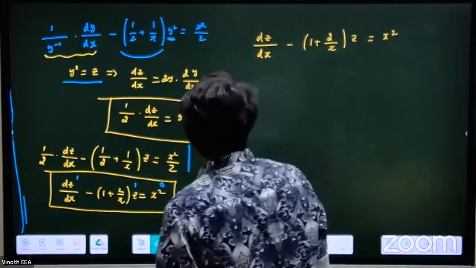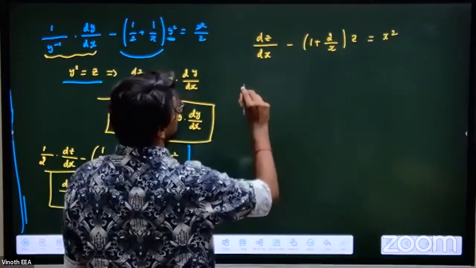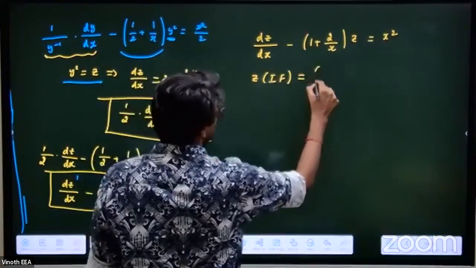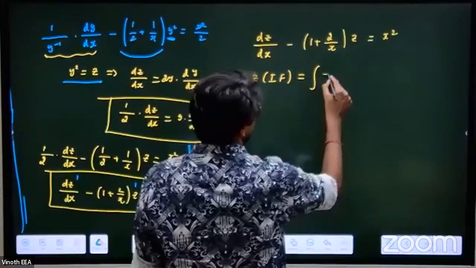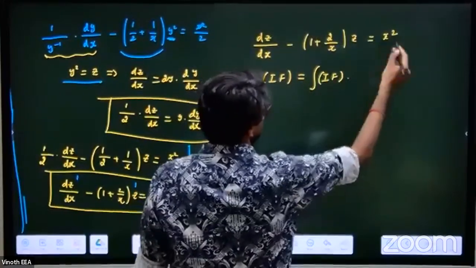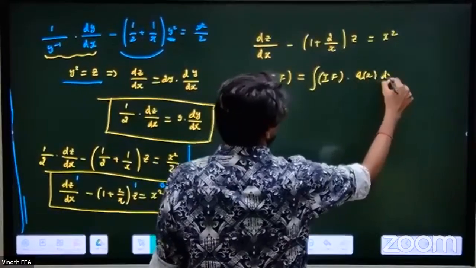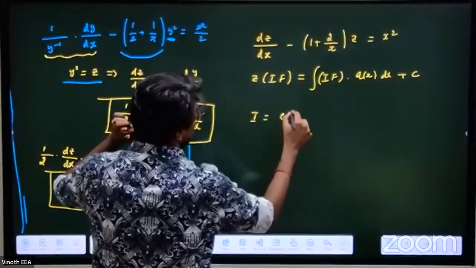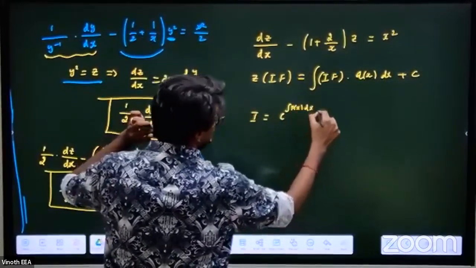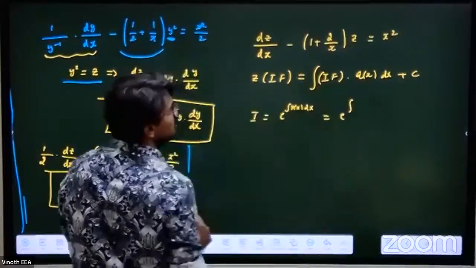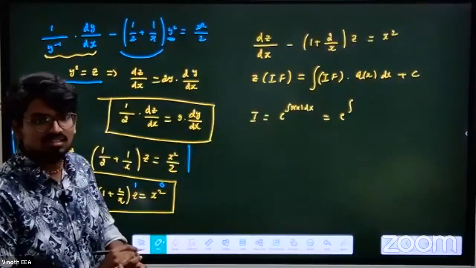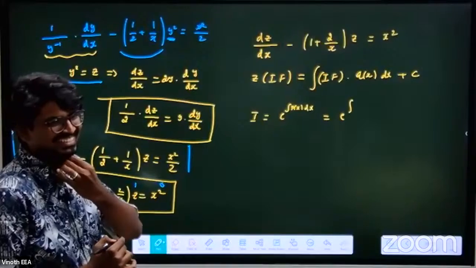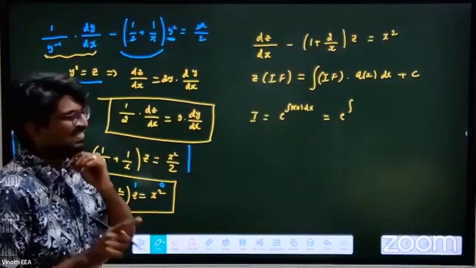So what is P of X? First of all, what is my equation? Z into integrating factor, which is equal to integral of integrating factor into the right hand side term Q of X dx plus C. Okay. What is my integrating factor? E power integral of P of X dx. And what is my P of X here? Minus 1 plus 2 by X.